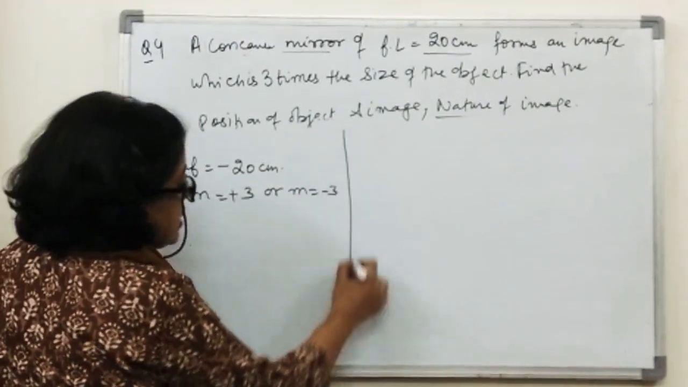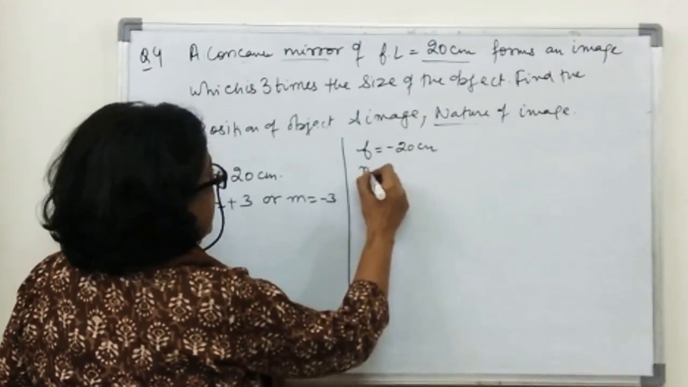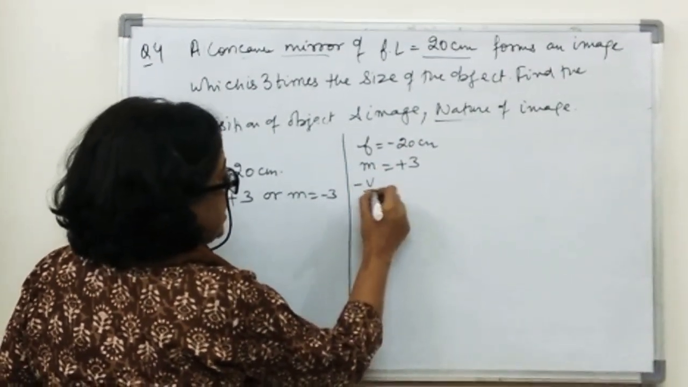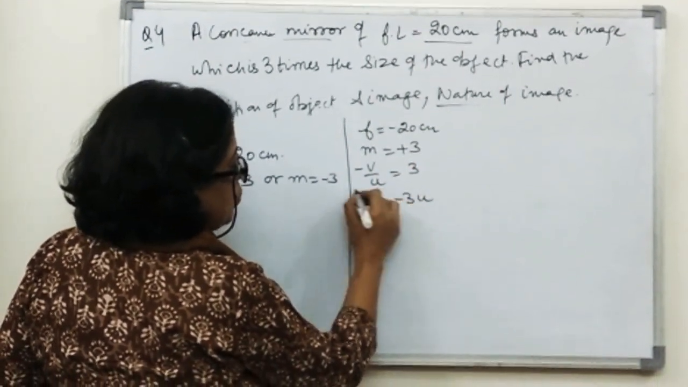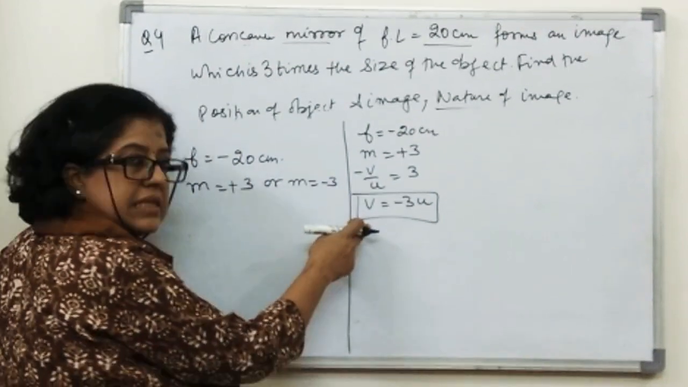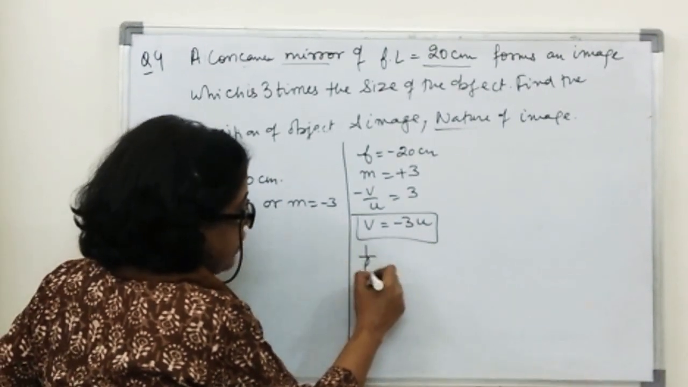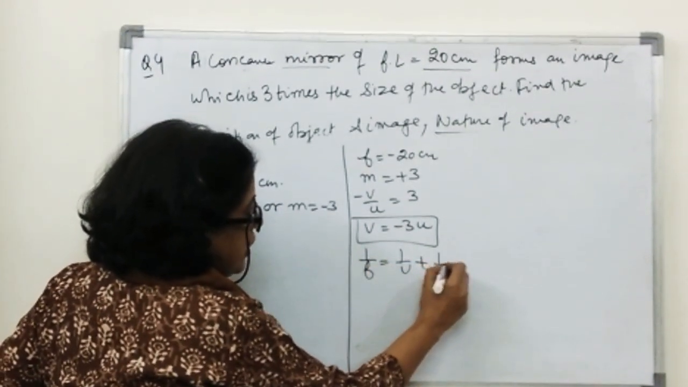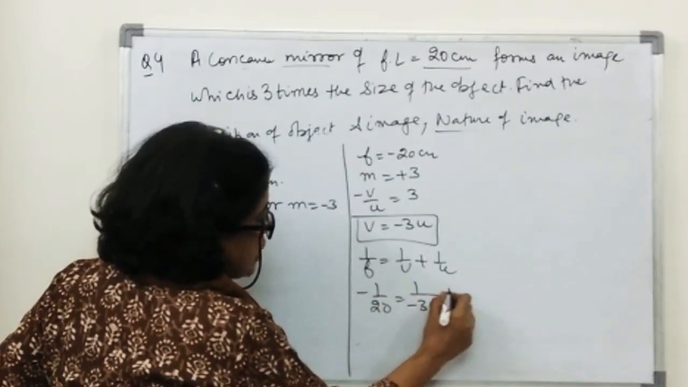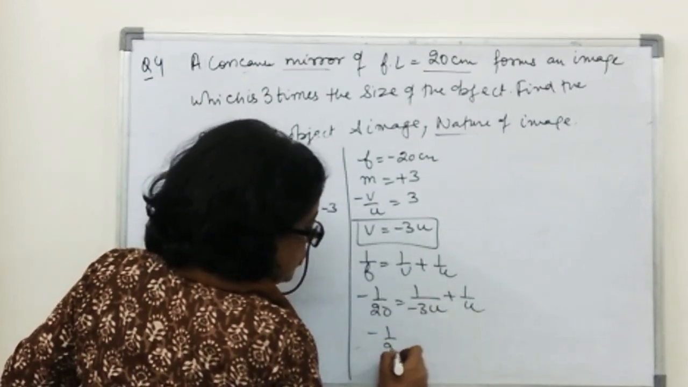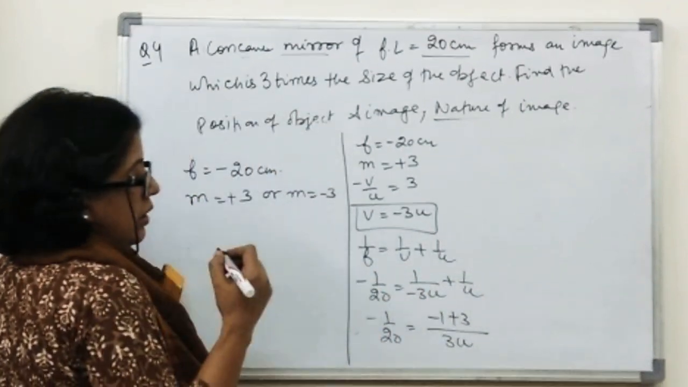Okay, so what we'll do is, F is minus 20, M is plus 3. That means minus V by U is 3. That is V is minus 3U. This is a simple mathematical step I've done. Now I'll put it in the mirror formula: 1 by F is 1 by V plus 1 by U. Minus 1 by 20 is 1 by minus 3U plus 1 by U. LCM 3U, minus 1 plus 3, fine.